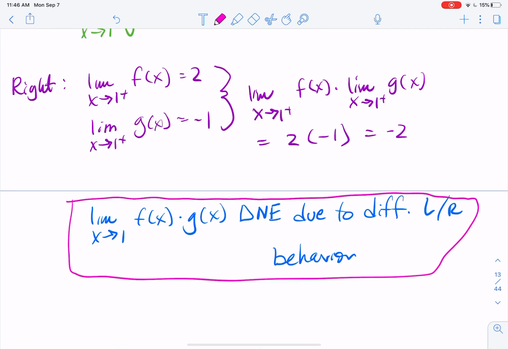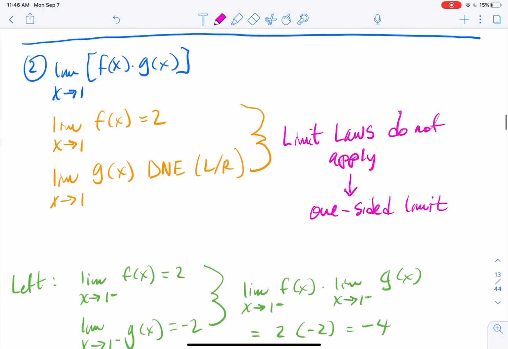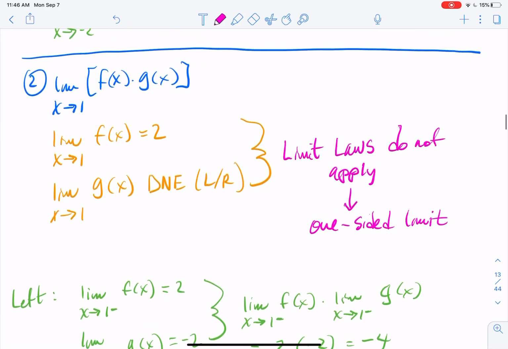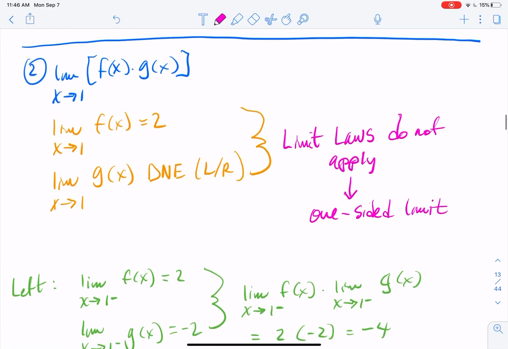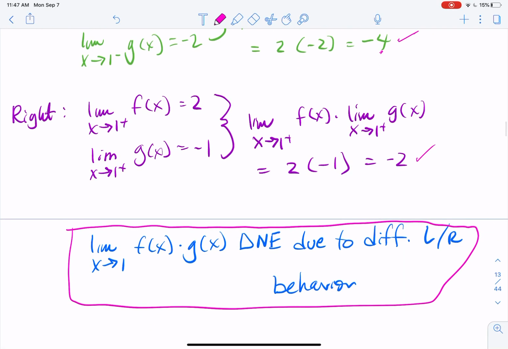Okay, so just kind of a recap on that one. We saw that the individual limits did not exist, so we switched gears a little bit and applied one-sided limits. The individual one-sided limits did exist, so we were able to use the limit laws. But when we did that, we got two different numbers from the left and from the right, and therefore the limit on both sides did not exist, because of course those two things have to match up. All right.